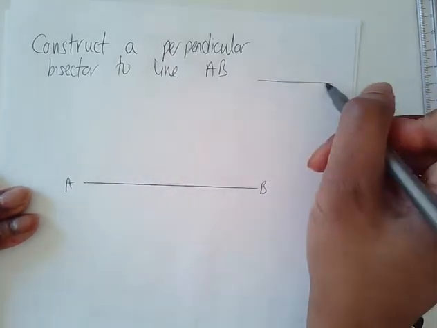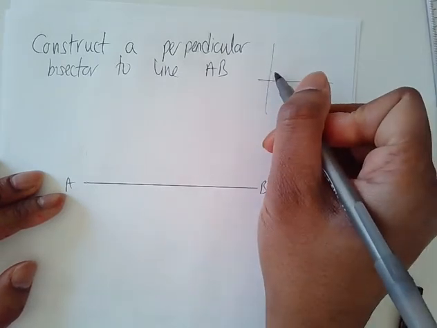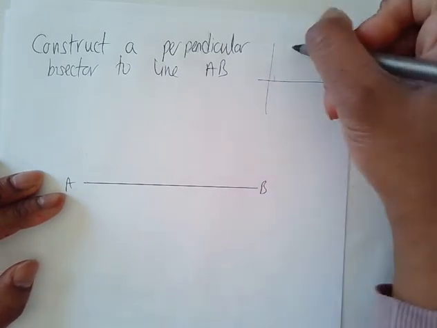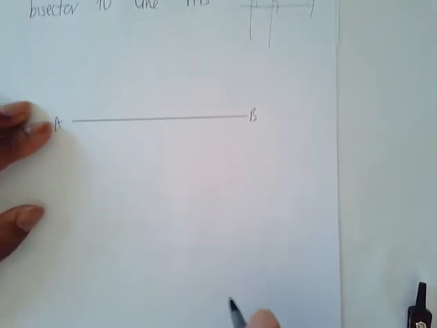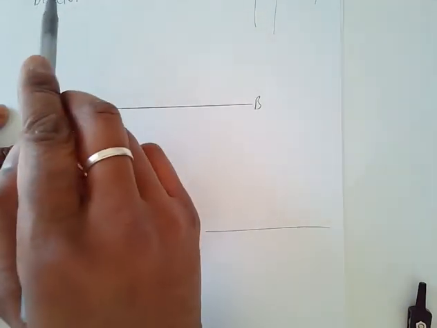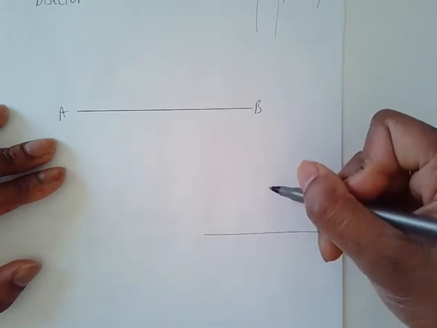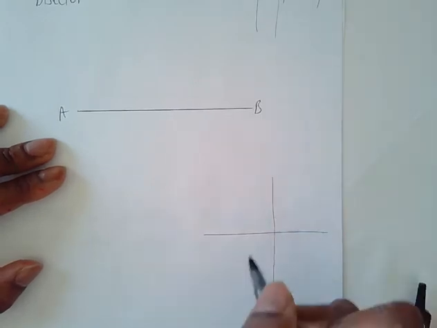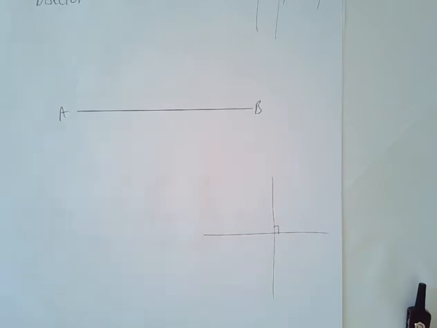So imagine you've got a line, and these two lines are perpendicular because they're at right angles. But if you want to make a perpendicular bisector to a line, bisector means cut in half. So you'd have a line cutting another line in half, and these two lines would be at right angles to one another.